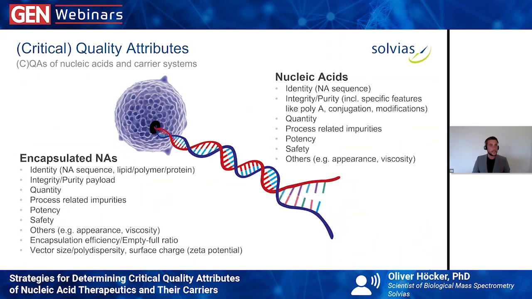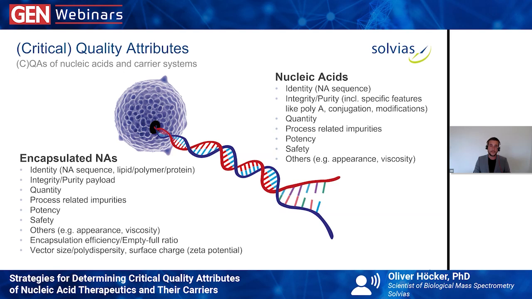So regarding the critical quality attributes of nucleic acid therapeutics, they are still not as defined as we are used to for protein therapeutics. Some of the quality attributes are quite straightforward and clear, such as identity, meaning the right nucleic acid and nucleotide sequence. Also integrity, so that the molecule is intact and all nucleotides are present in the right order.